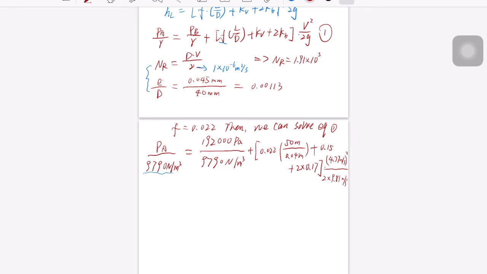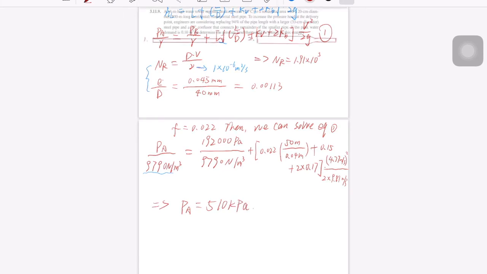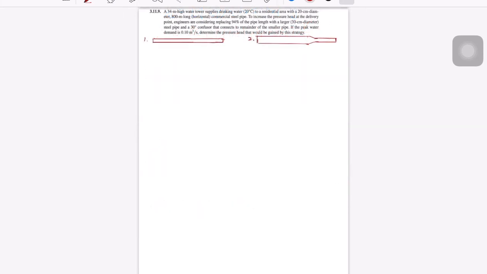So we can get that the pressure at point A equals 510 kilopascal. We have done. After reading the question, we know there are 2 strategies in this question.